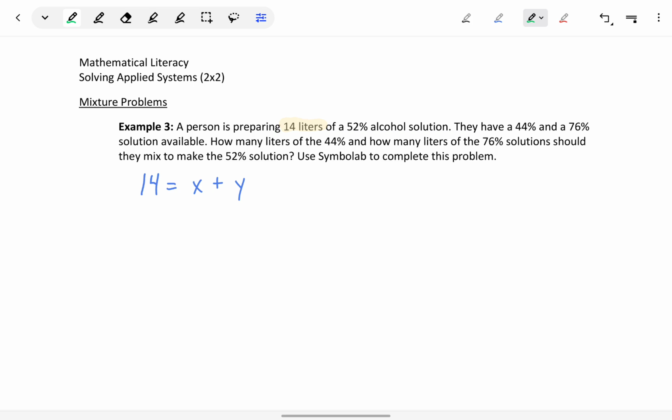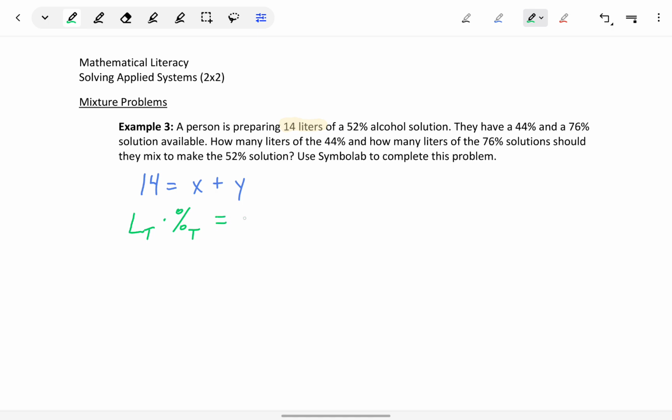Now we need to set up the more complicated formula, which with mixture problems always follows a similar pattern. There is some total amount of liquid or liters of a solution that we need. So we'll call that L sub T, the total amount of liters of this mixture, times the percent that total mixture should be. In this case, that's going to be 52%.